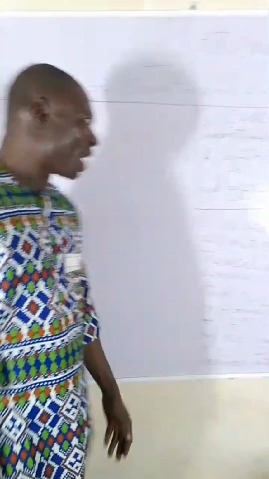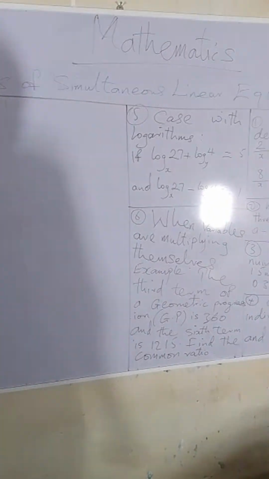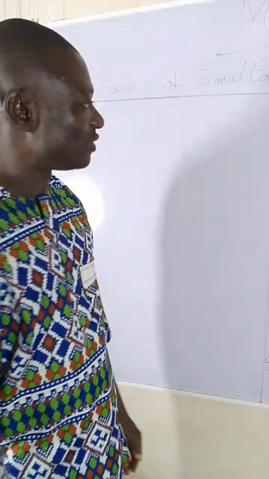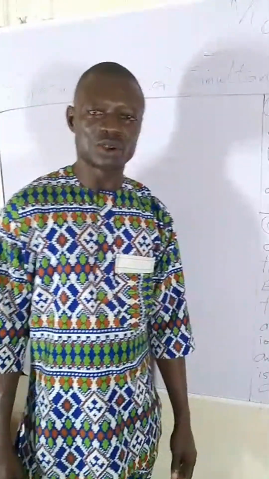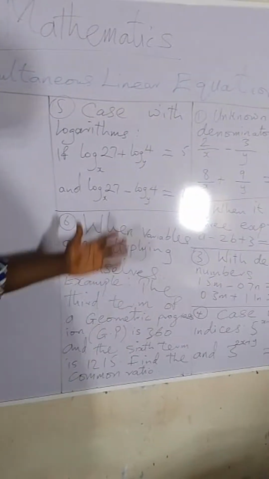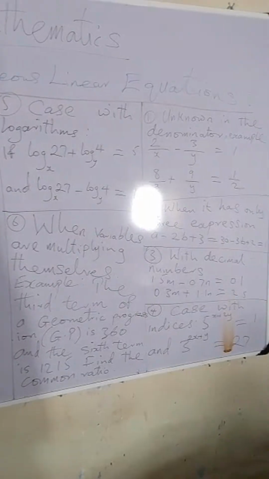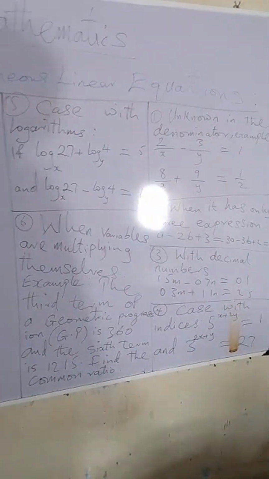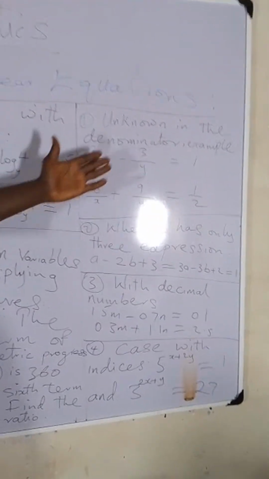Let us take it one by one. We have different challenges. We put it in cases. We're not saying that this is the only case available, but at the end of this class, you are going to learn a lot from the major cases that are used. For instance, number one, simultaneous linear equations with unknown in the denominator.